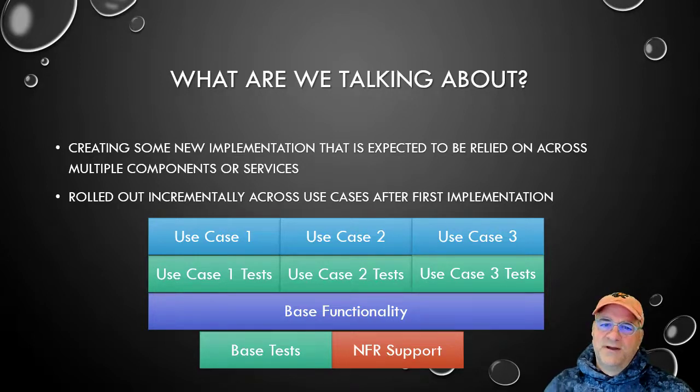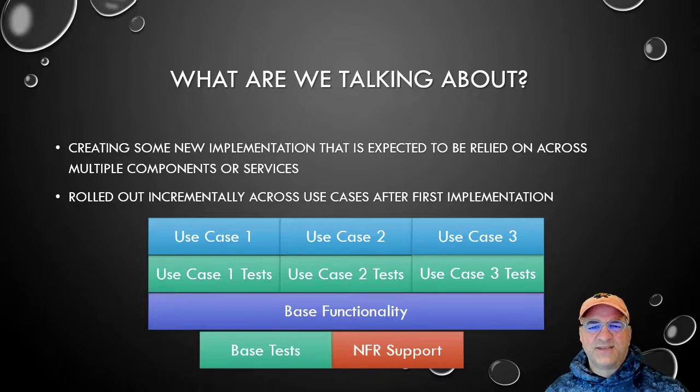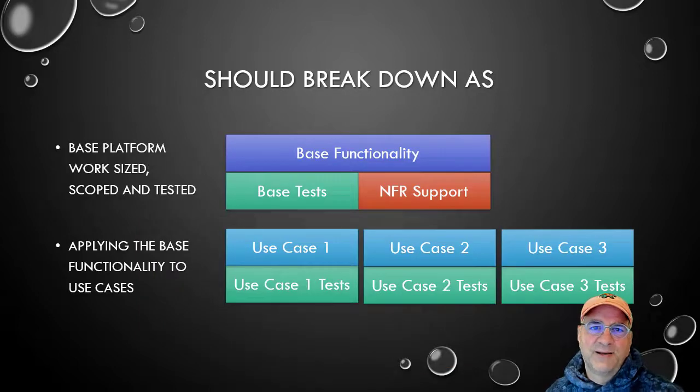So if you look at this, we have 3 use cases with their tests, and then we've got some common capability that we're going to build. I call it functionality here, but I should have called it common capabilities. There are going to be tests for that, and there's going to be NFR support. So there's this stuff that doesn't necessarily apply to the individual use cases because they're going to be built on top of it.